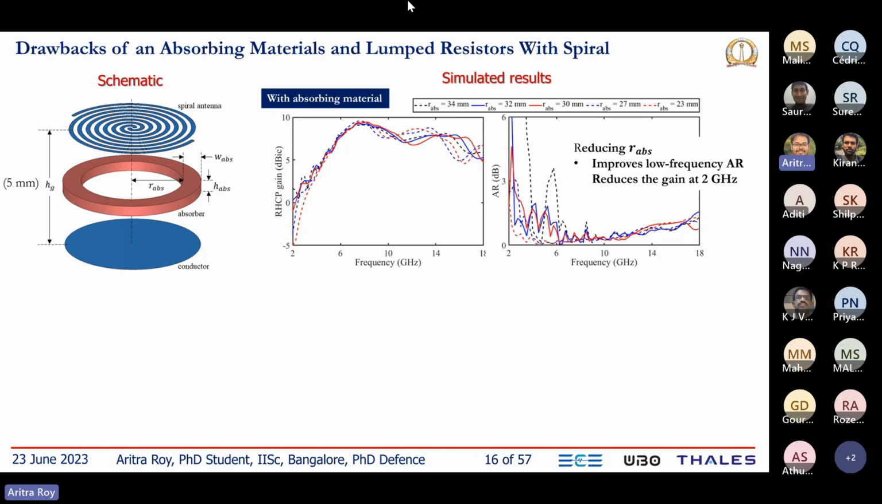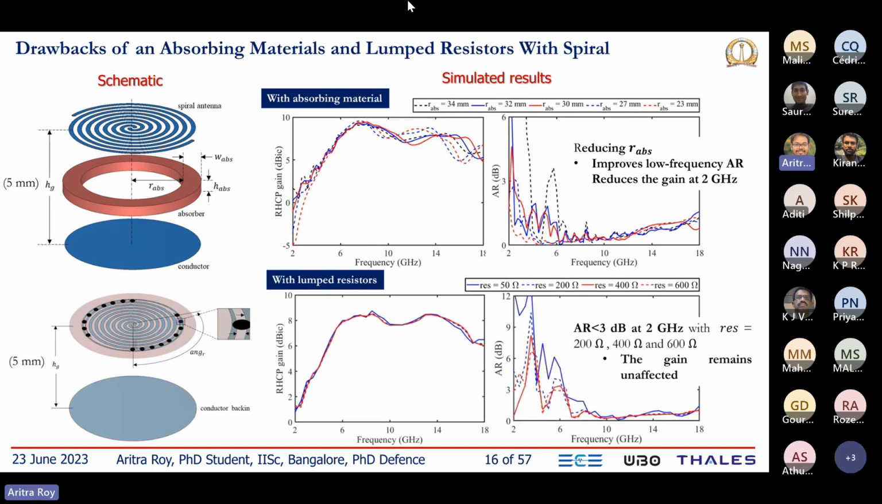So 5 mm is lambda by 30 at 2 gigahertz. So when we do so, I have already said that we need an absorber to improve the low frequency responses. So here I have studied the effect of absorbing material with the spiral. Here I have defined one parameter, RABS, which is the inner radius of the dielectric ring. What we saw, if we reduce the inner radius, the axial ratio below 6 gigahertz can be improved. But at the same time, it degrades the antenna gain at 2 gigahertz. So in other words, using dielectric material, we can improve the low frequency axial ratio by sacrificing the antenna gain.